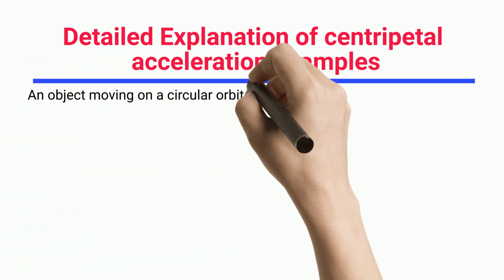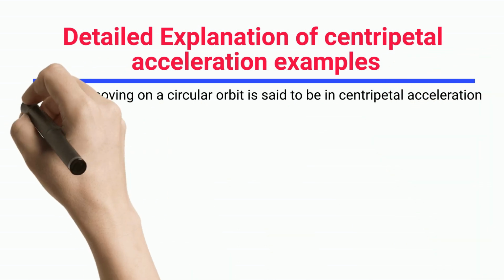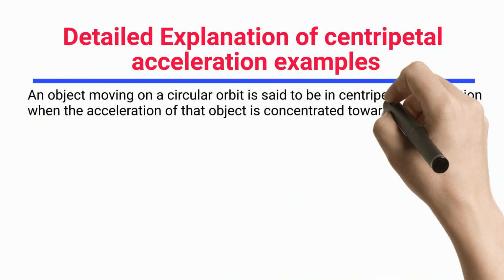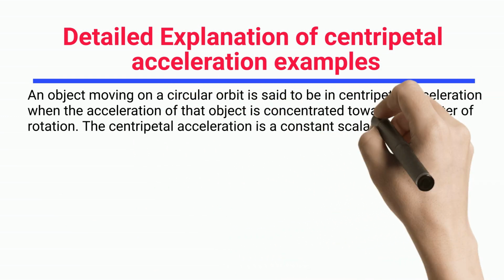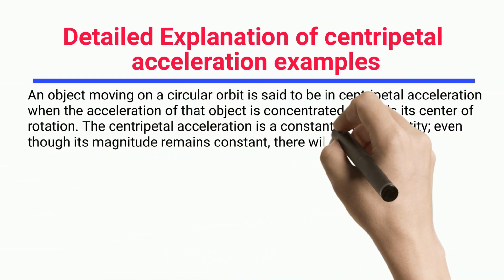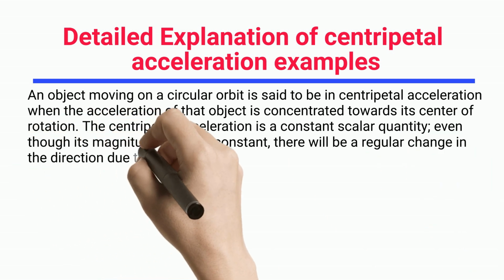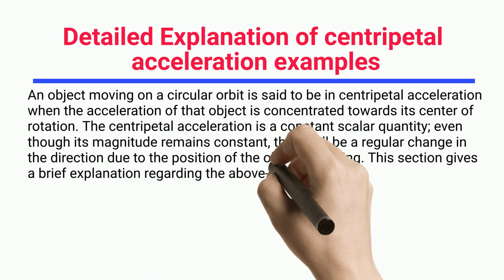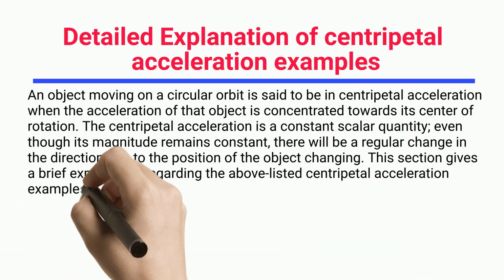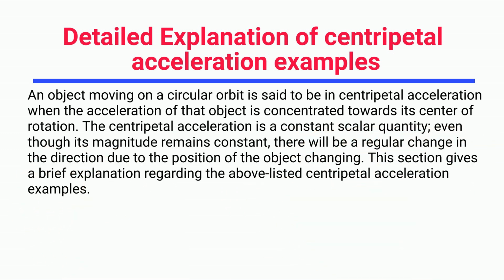An object moving on a circular orbit is said to be in centripetal acceleration when the acceleration of that object is directed towards its center of rotation. The centripetal acceleration is a constant scalar quantity. Even though its magnitude remains constant, there will be a regular change in the direction due to the position of the object changing. This section gives a brief explanation regarding the above-listed centripetal acceleration examples.